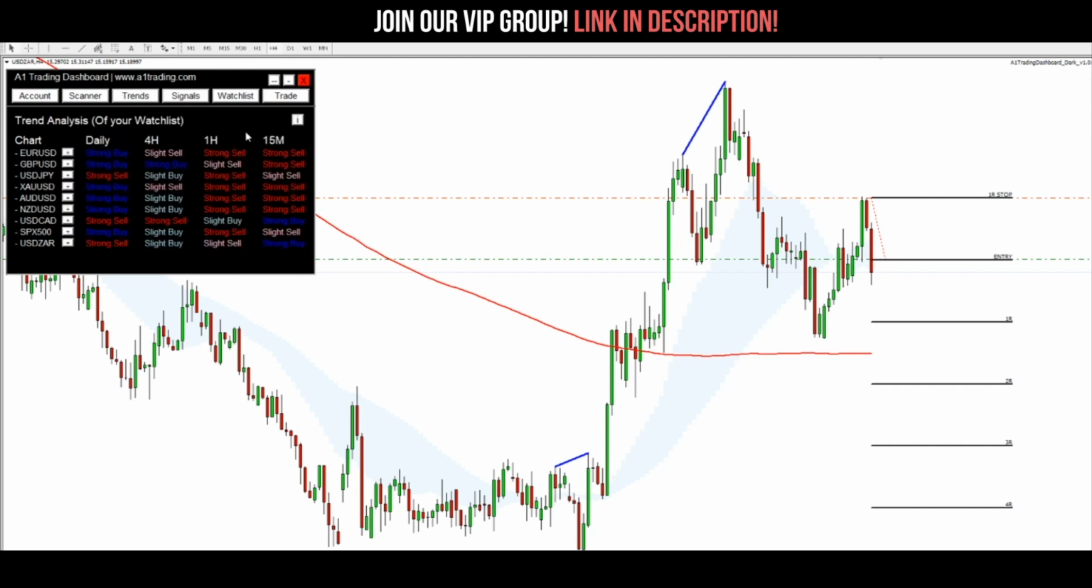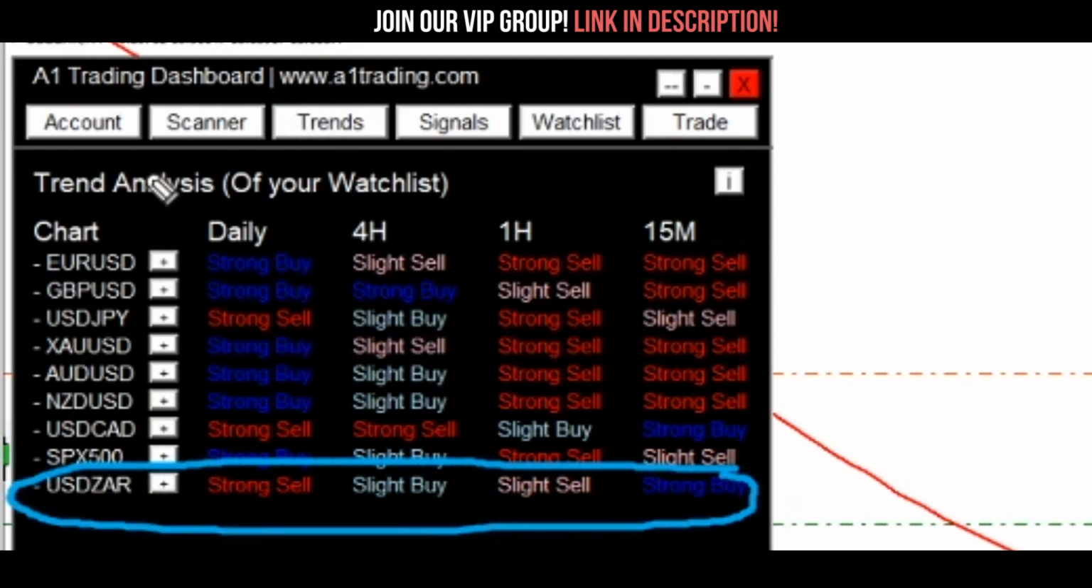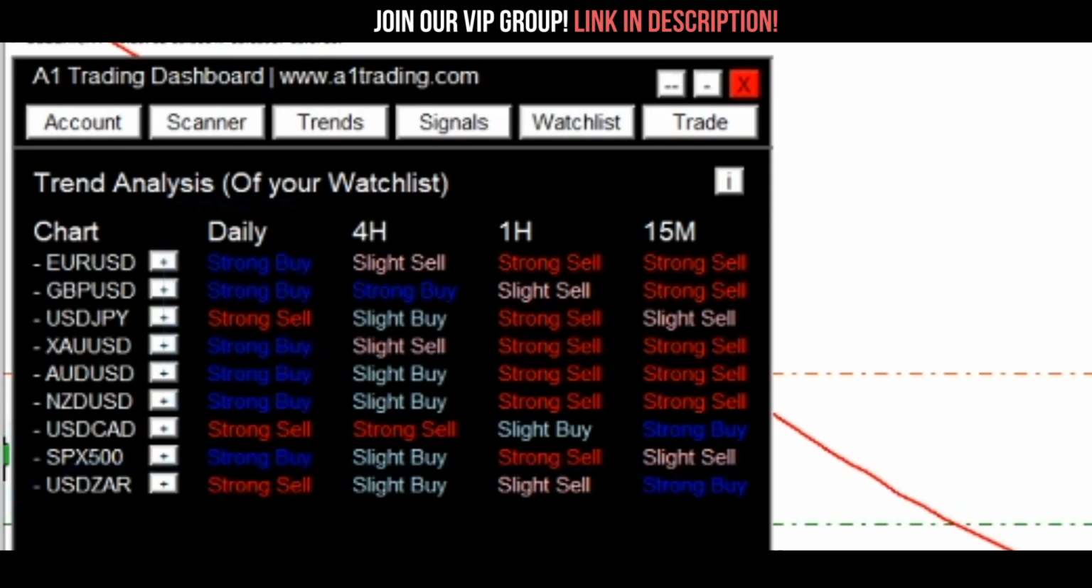If we take a look here at the trends panel, what you can see is that on the higher time frames, mainly according to the daily scan, the USD ZAR is a quote unquote strong sell. And what that means is that on the higher time frames, the overall trend is to the downside.